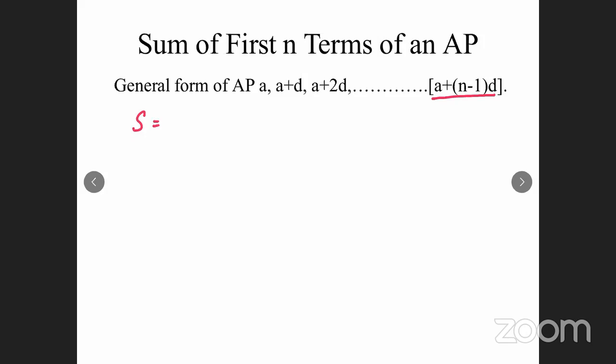And from there onwards, we're going to add each and every value. That is a, the first term, we are adding.